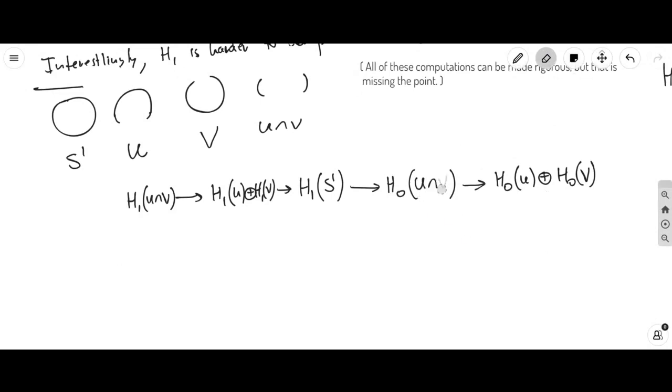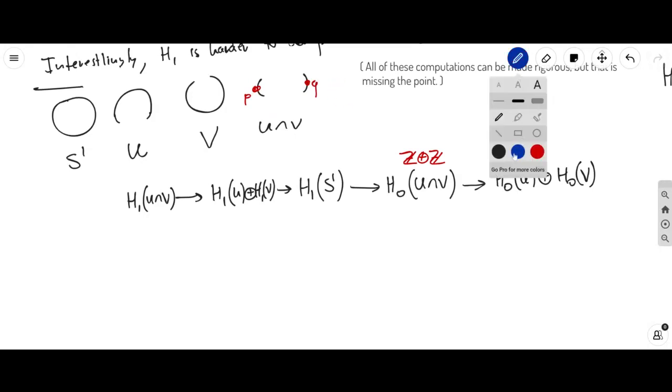So H0 of the intersection is therefore going to be isomorphic to Z plus Z. And the way you get it, as we were saying, is you pick a point in each component. So you pick a point P and a point Q, and those two points are in each component. If you want to write it out more explicitly, this is the group of NP plus MQ, where N and M range over the integers.